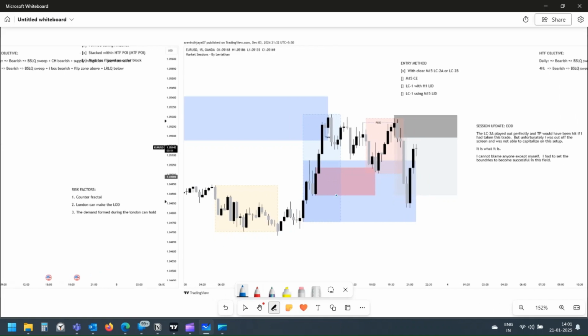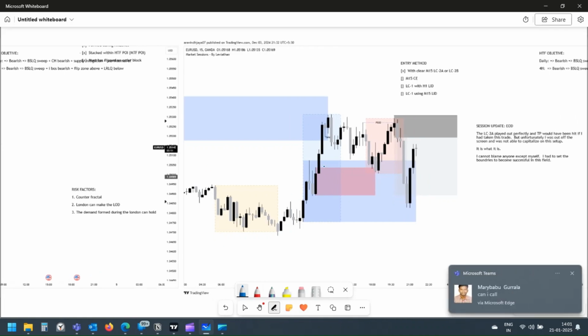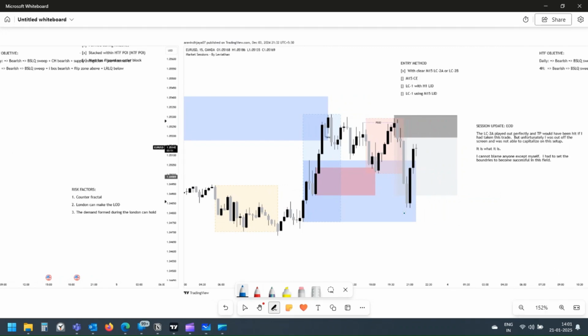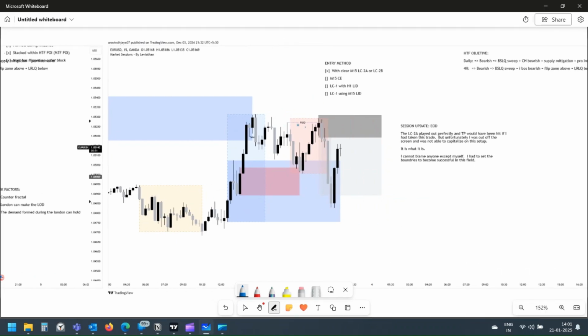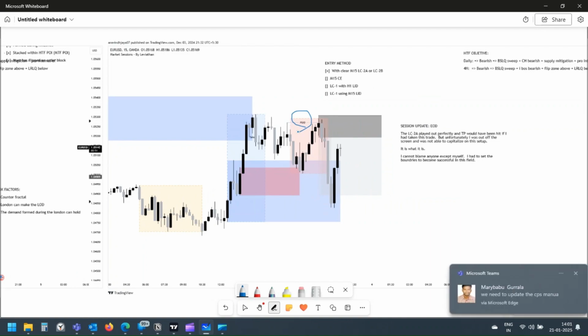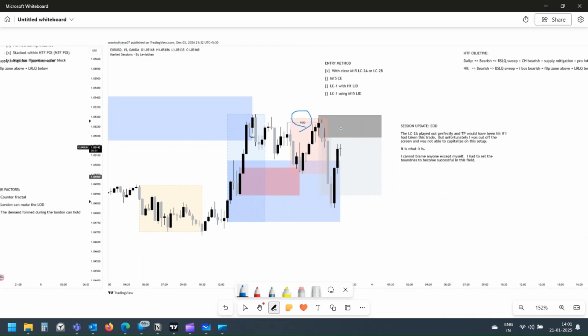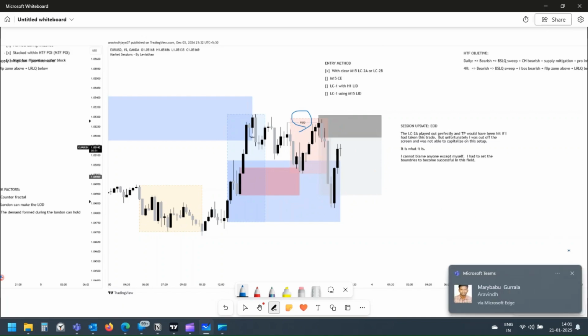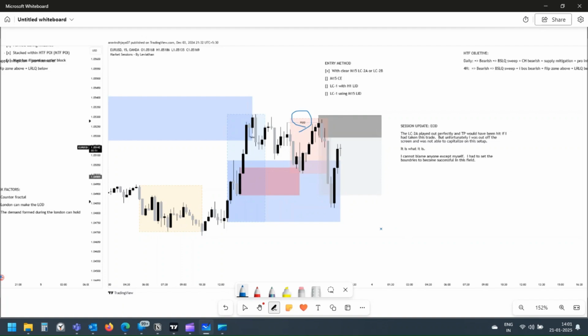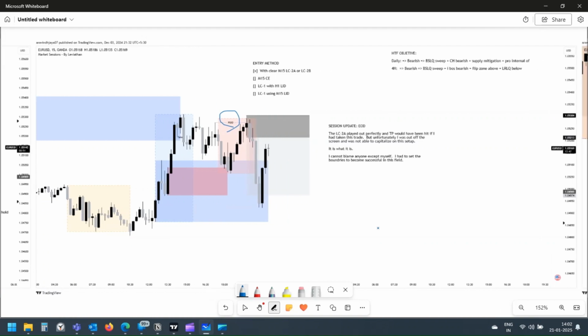So things like that can happen. And yes, it did happen. Price took out the buy side liquidity, and it started to rally down, and everything happened within a short span of time. But the thing here is, LC2A played out perfectly, and TP could have been hit if I had taken this trade, but unfortunately I was out of the screen and I was not able to capitalize on this move.